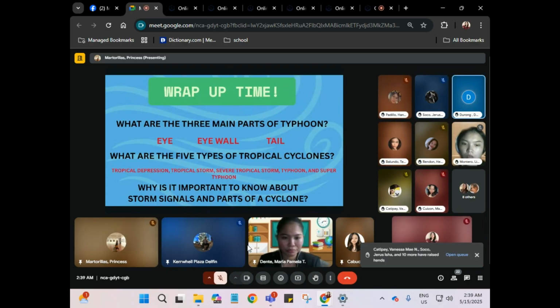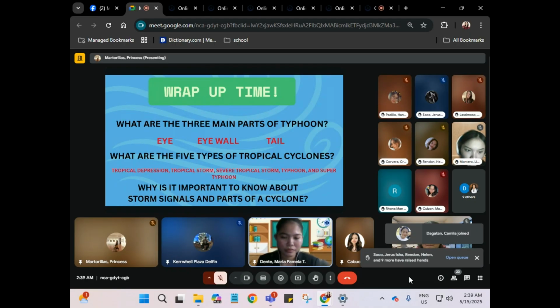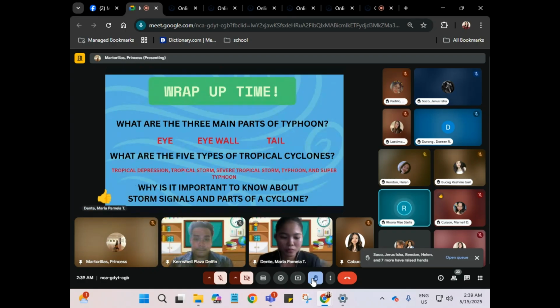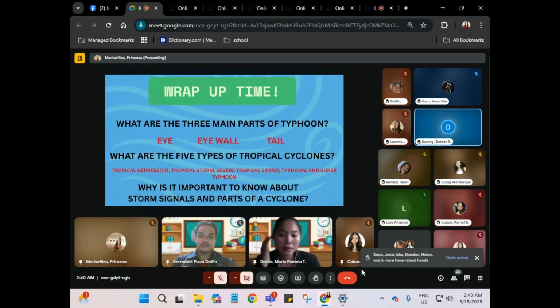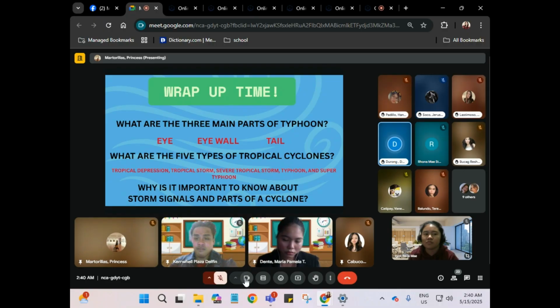Balondo. It is important to know about storm signals and parts of the cyclone, teacher, because it helps us prepare before the typhoon comes. We can prepare by storing food, charging gadgets, and staying safe inside the house. All right, thank you for that, Balondo. Another? Stella. Am I audible, teacher? Yes. It helps us prepare early by storing food or charging devices and staying inside the house, teacher. Yes, very good. Another one, last one. Who wants to share? Can I have Durong again? For me, teacher, we can understand how strong the storm will be and what areas will be most dangerous, like the eye wall, where winds are very strong, teacher. Yes, very good. Thank you, class.